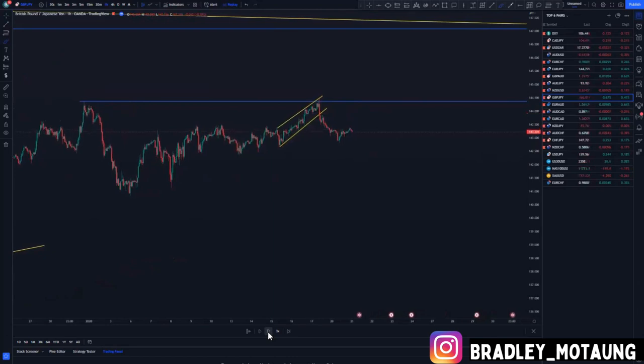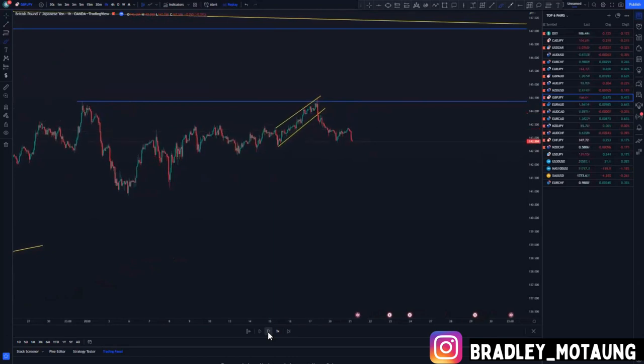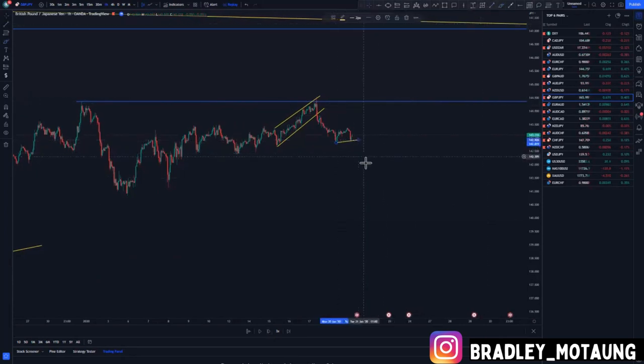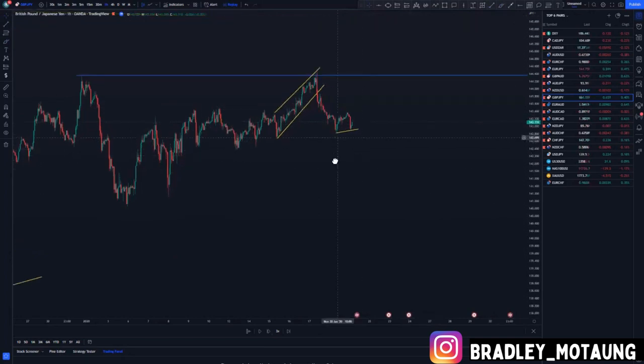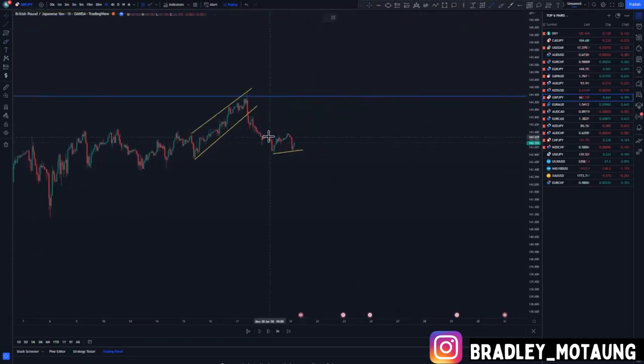Seems like we are not getting any side flags. So let's see what happens here. Okay, so we have a tight flag now. As you can see, it's more than 6 to 8 hours, and then we have some type of a scoop around here. Now, the scoop here gives us a clear confirmation that we can continue to the downside.